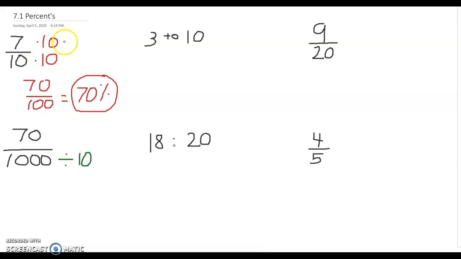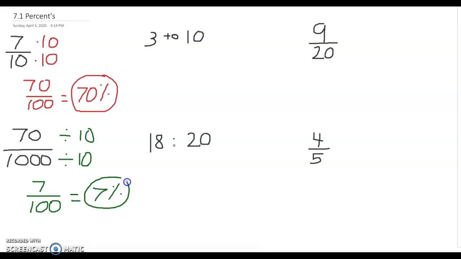And like the multiplication one, what we did on the bottom, we're going to do on the top, same thing. You got to divide 70 by 10. And our new fraction will simply be 7 over 100. And we will now convert that into a percent. And there is our percent, 7%.